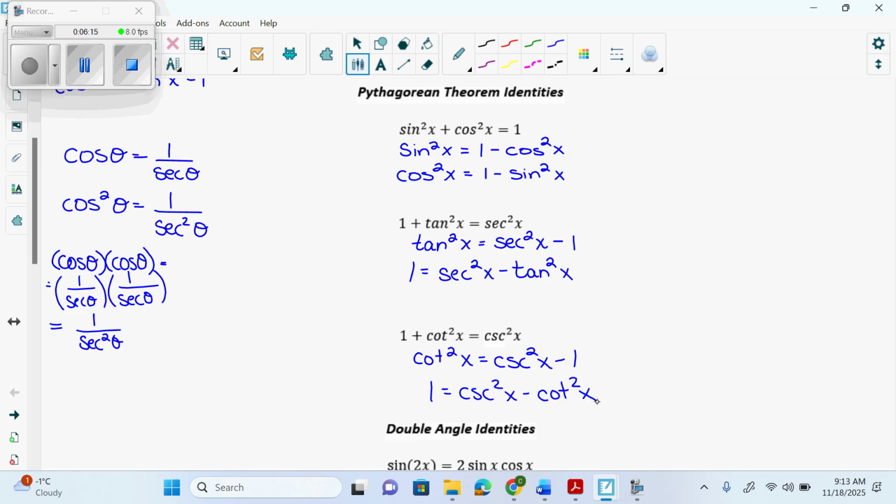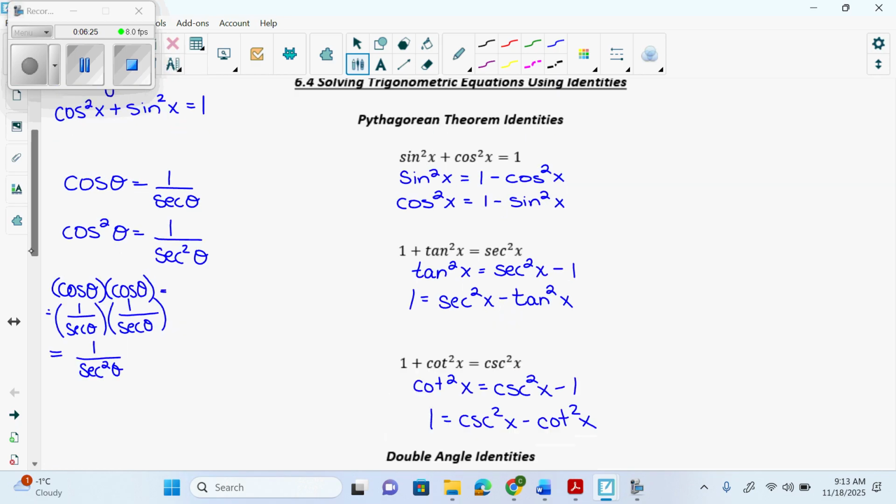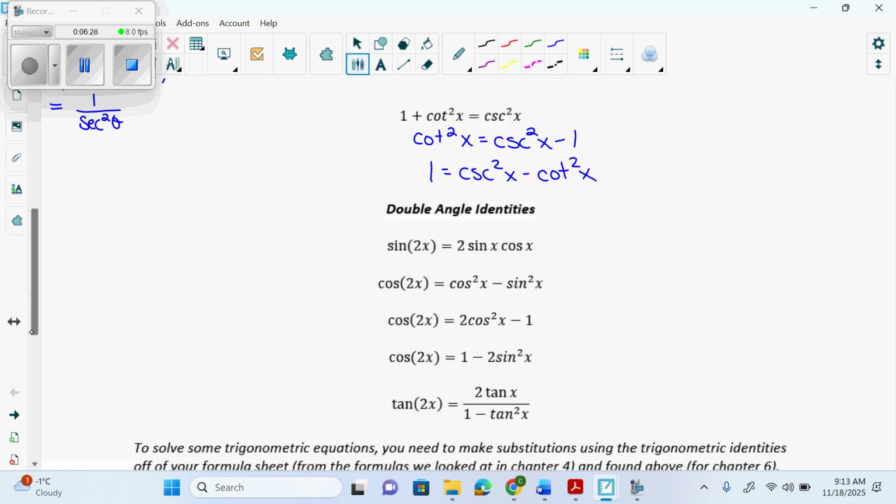So yes, you don't have to have your formula sheet memorized, but you almost need to know what's on it, so you almost need to have it memorized. Those are the Pythagorean theorem ones, and then there are the double angle ones. The double angle identities fall below the sum and difference ones, which you do in another lesson. So they're down here. Okay?